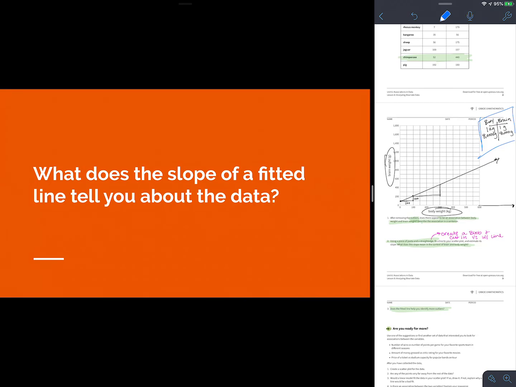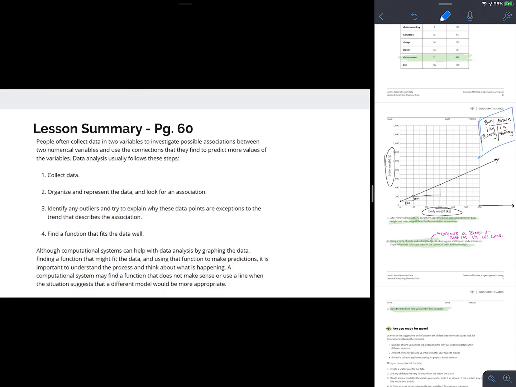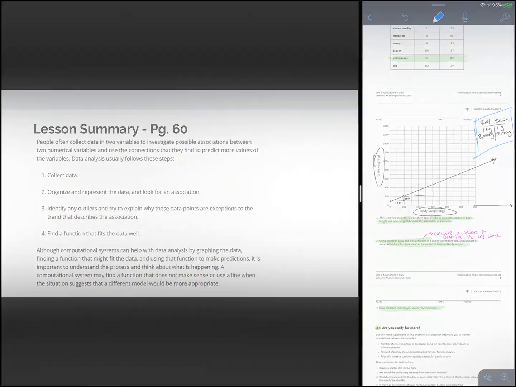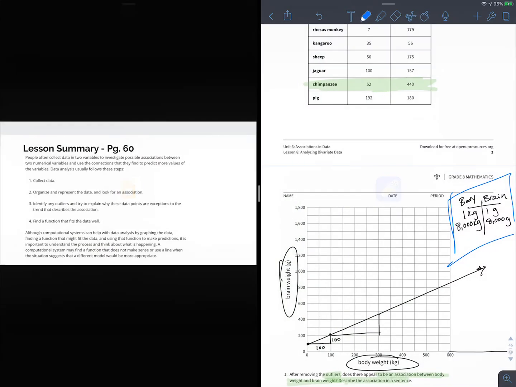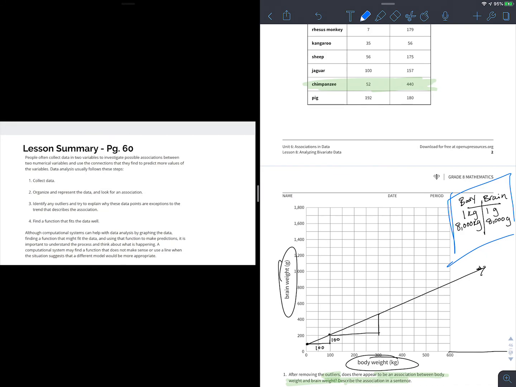Okay, so you have a lesson summary to read over to help you summarize all these components. Data analysis usually follows those 4 steps. So collecting data, organizing data, which we learned early on in our unit, identifying outliers, and trying to explain why these data points are exceptions to the trend, and then find a function that fits the data well. And we've modeled that as a linear model, right? Using that line or writing the equation.